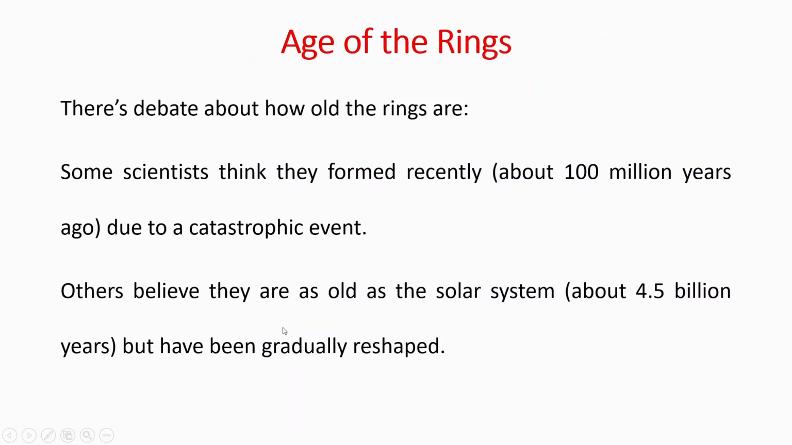Now another question may arise: how old are the rings? Some scientists say that they were formed recently. Recently, compared to the solar system, means 100 million years, which is still a huge timeline. But the birth of our solar system was around 4.5 billion years ago. Other scientists believe that the rings are as old as our solar system, so when the solar system was formed, the rings around Saturn were also formed.